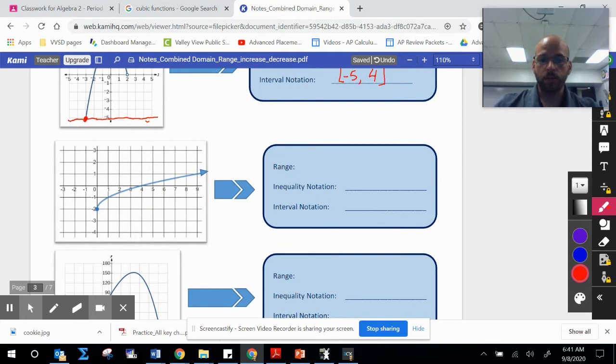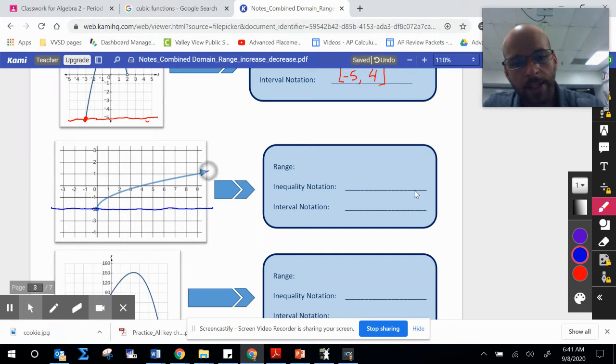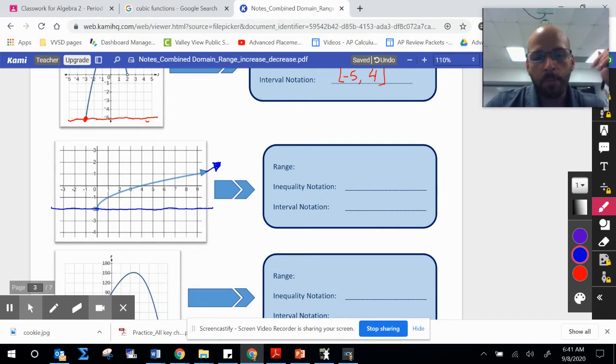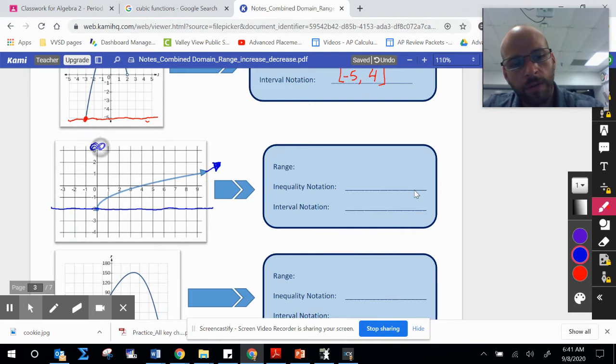So let's take a look at the next one. Okay, if I take a look, the smallest y value is going to be at -2. Now this graph has an arrow on it, and because it has an arrow on it, I know it's going to keep going to the right, and it does go up on a slight angle. So it's going to go up and to the right. So there is no limit to how high this can get. So this would go from -2 all the way to infinity.